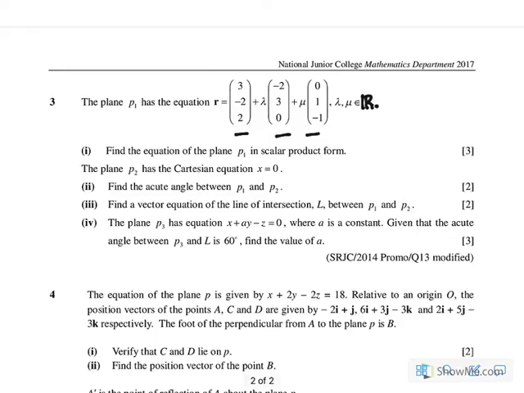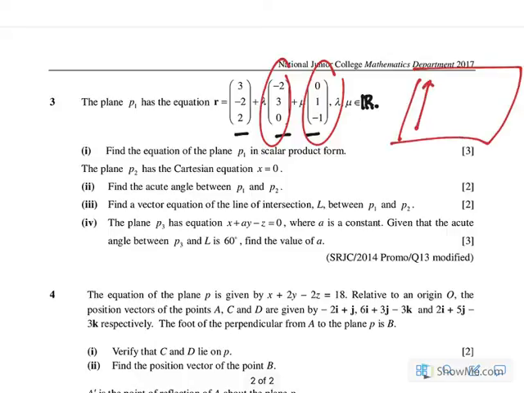Basically this looks like a plane where you have two direction vectors that are parallel to the plane. They are not lying on the plane, but maybe one of them is (-2, 3, 0), the other one is (0, 1, -1). What we can do is take these two vectors and do a cross product, and we will get a normal, remember? If I cross product the two of them, I'll get the normal. And that's what I'm going to do.